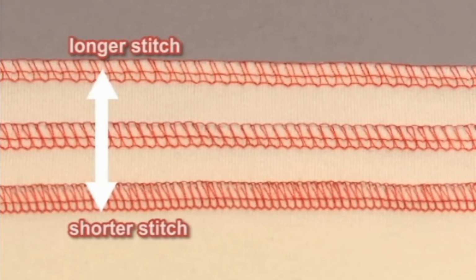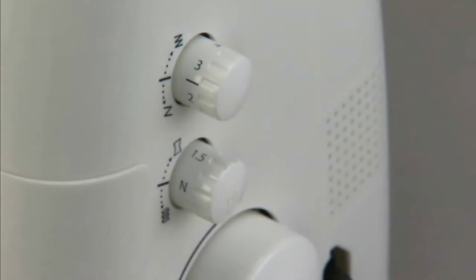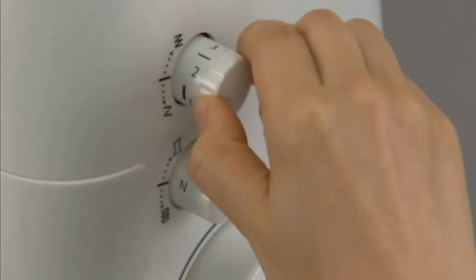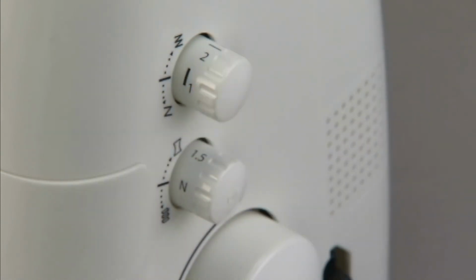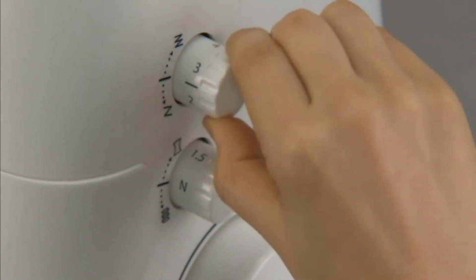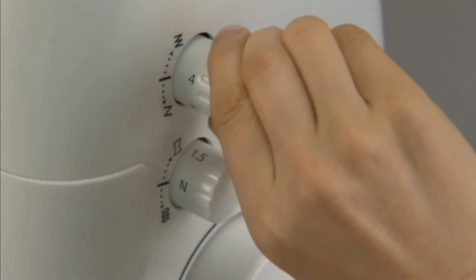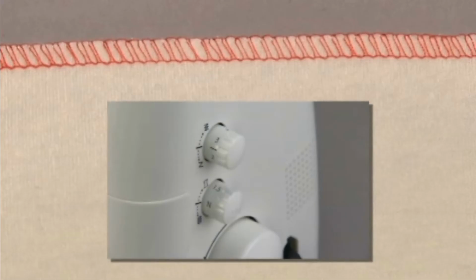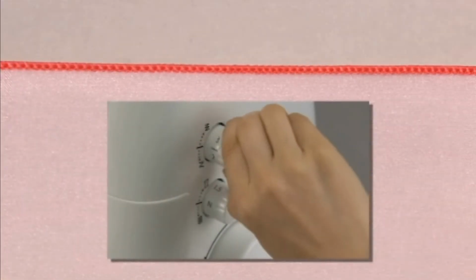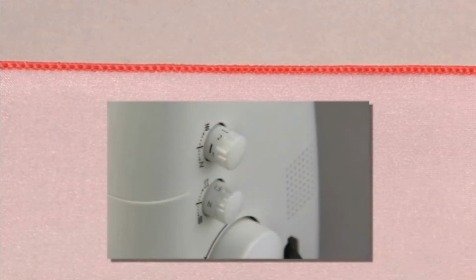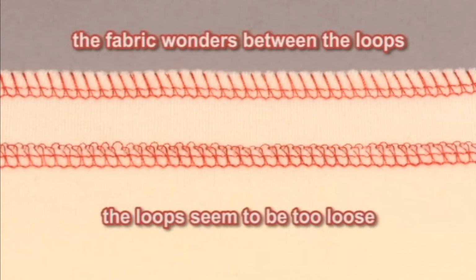Adjust the stitch length using the stitch length dial. The stitch length is infinitely variable from 1 to 4 millimeters. Most overlock work is done with a basic setting of 2.5 millimeters. The suitable stitch length for roll hems and narrow seams is 1 to 1.5 millimeters.